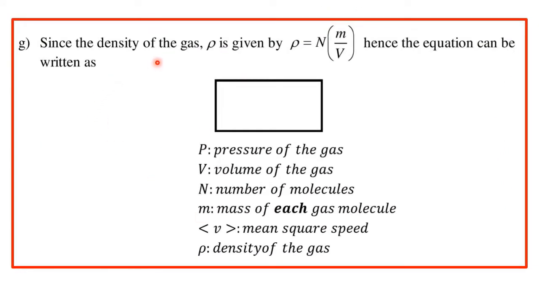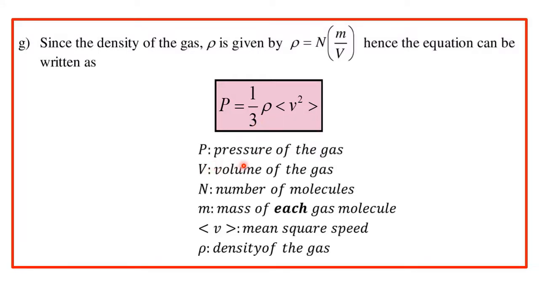Since the density of the gas rho is given by rho equals number of molecules times mass over volume, hence the equation can be written as pressure equals 1/3 density times mean squared. Alright, pressure equals 1/3 density mean squared.